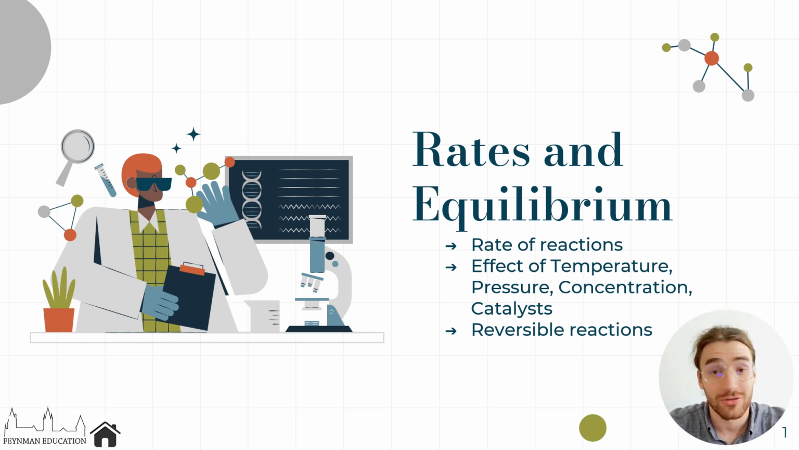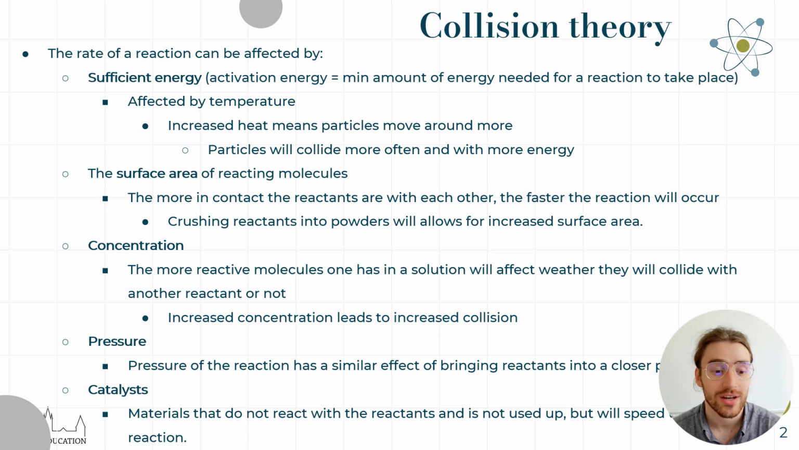Today we're going to be looking at rates and equilibrium. We're going to be looking at how temperature, pressure, concentration and catalysts all affect how quickly a reaction happens, the rate of the reaction. We're also going to be looking at what reversible reactions are and how they can also be affected. Okay, so let's start by looking at what can affect the rate of a reaction.